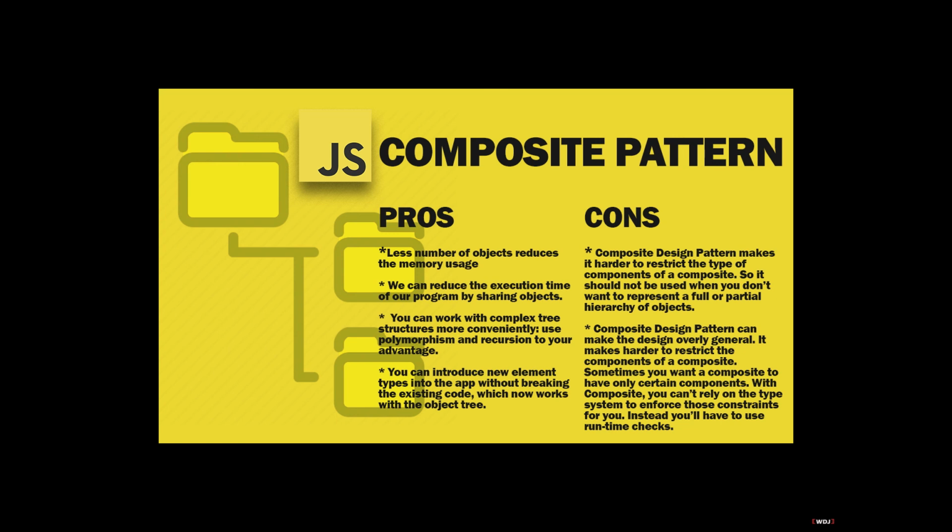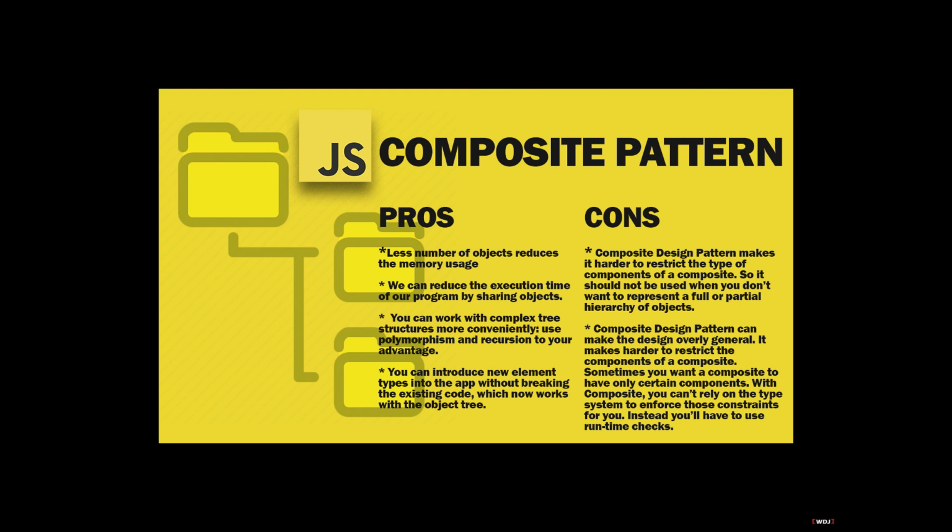Now for the cons, they're not really big cons, but alright. The composite design pattern makes it harder to restrict the type of components of a composite, so it should not be used when you don't want to represent a full or partial hierarchy of objects. Duly noted. The composite design pattern can make the design overly general. Sometimes you want a composite to only have certain components. With composite, you can't rely on the type system to enforce those constraints for you. Instead, you have to use runtime checks.